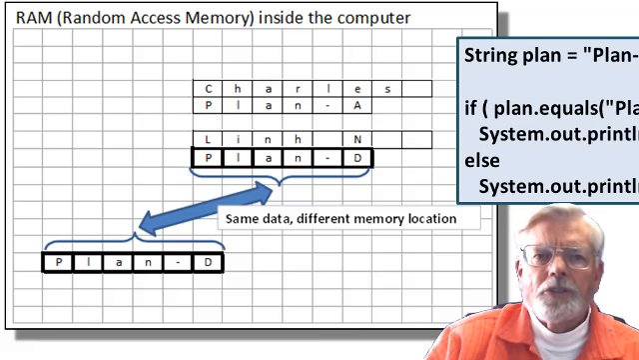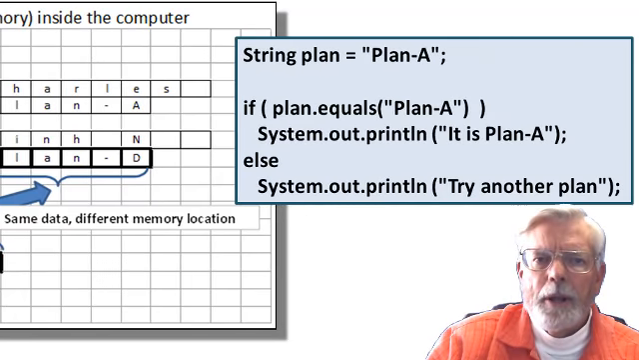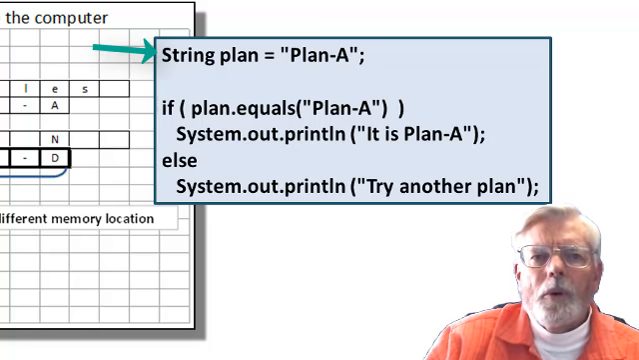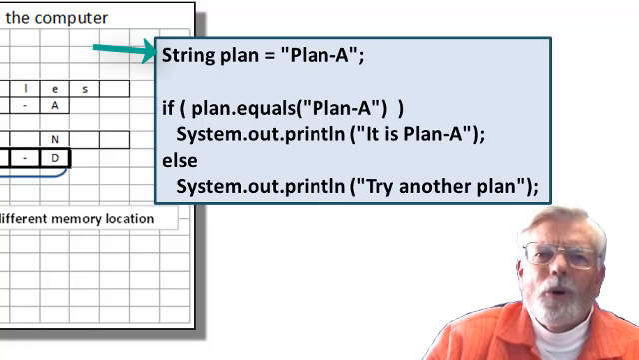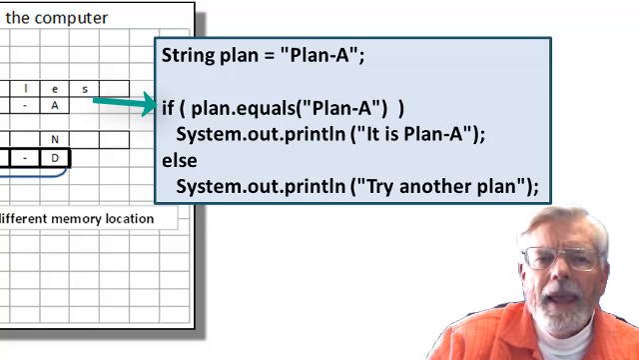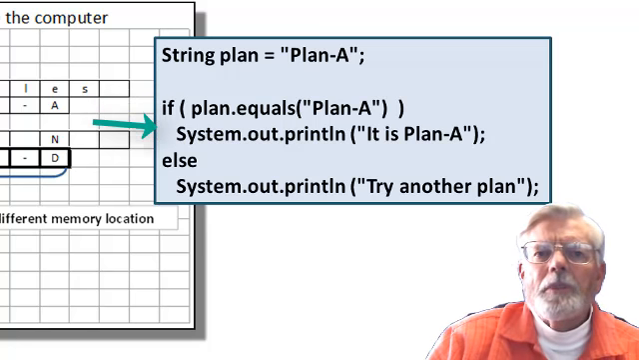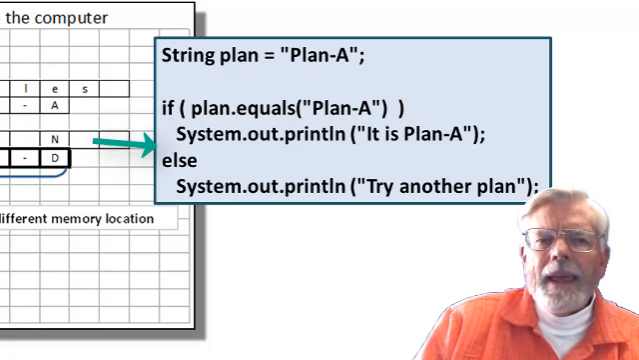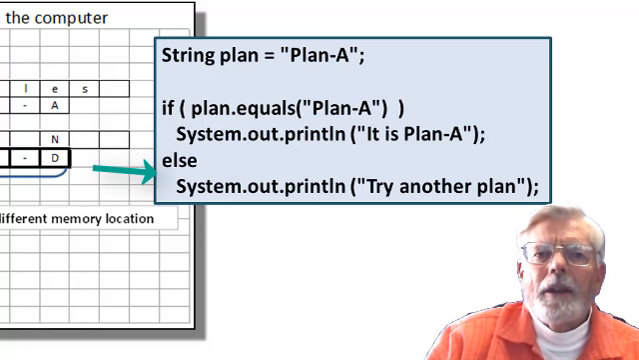Use the .equals string method to see if the contents of two different strings are the same. For example, String plan = "Plan-A"; or plan could be read from the keyboard. Compare the contents of string plan to the string literal "Plan-A". If it matches, System.out.println("It is plan A"), else System.out.println("Try another plan").